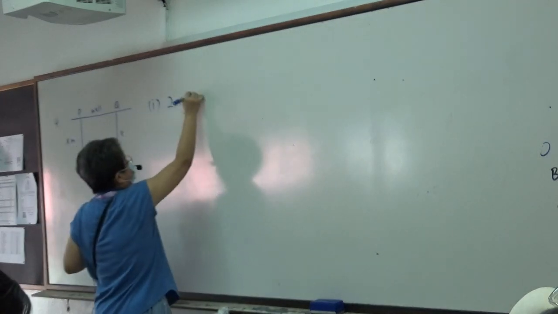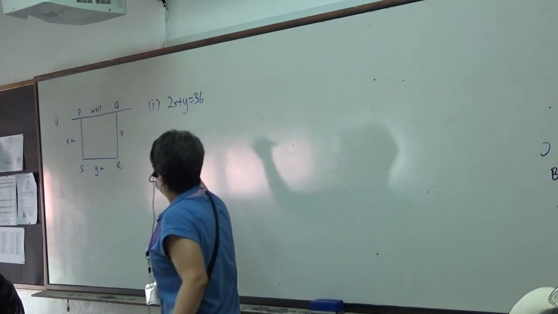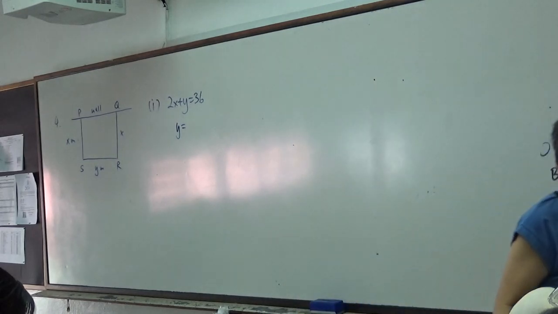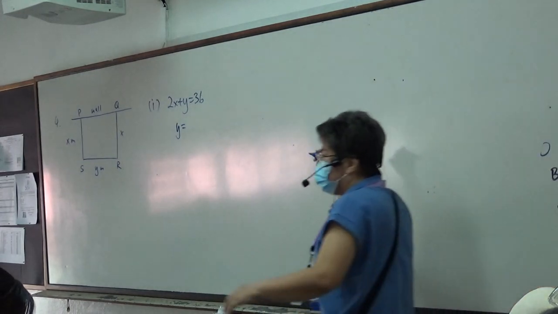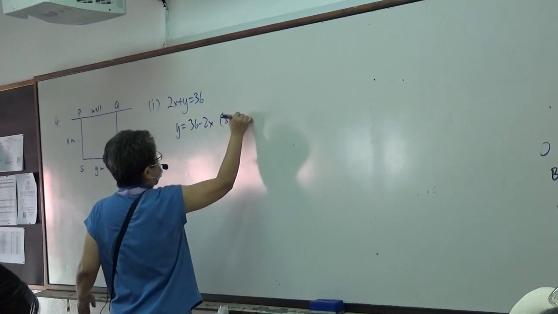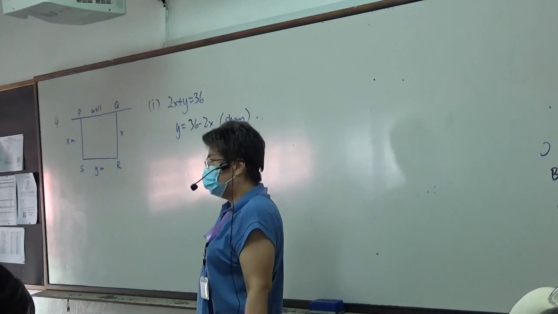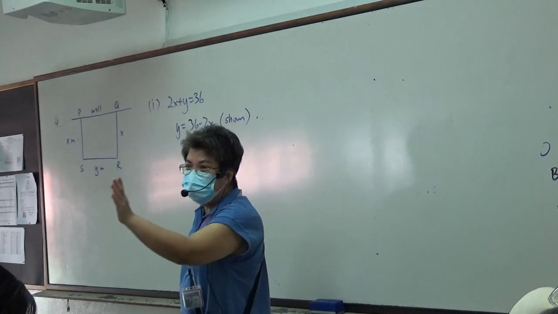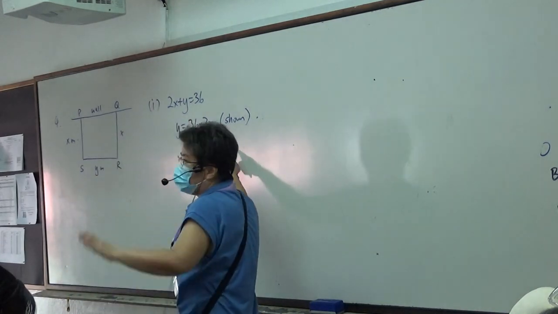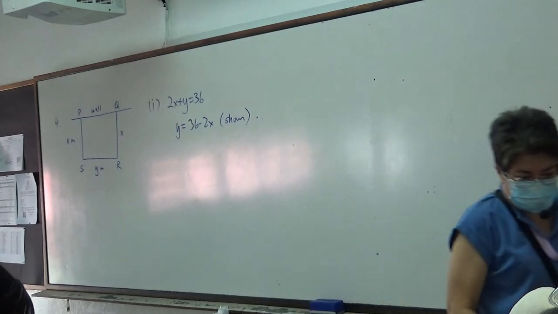So, how about it? 2x plus y must be 36, right? Because the fencing is 36 meters. Okay, so y is what? 36 minus 2x. Shown. Wow, this one is a gift from heaven, you know. Now, let me tell you, even if you cannot show it, you must use it, understand? Don't say I cannot show, so I cannot do it. Understand? Okay, next part B.